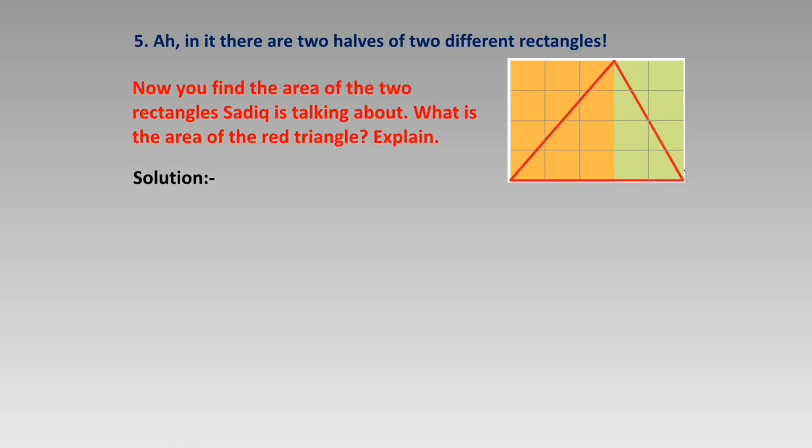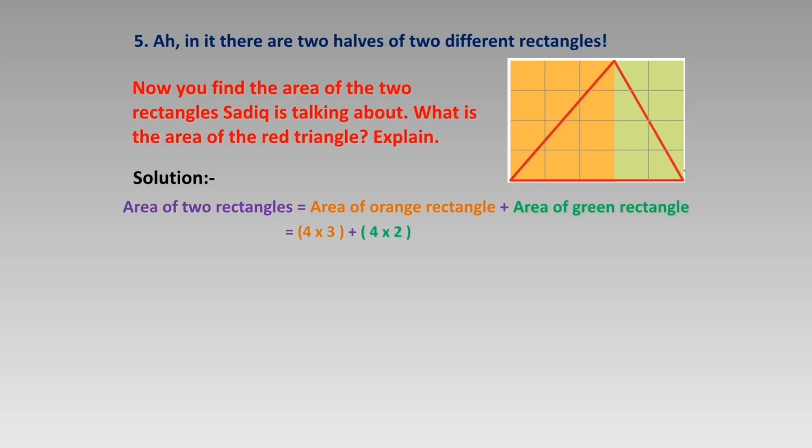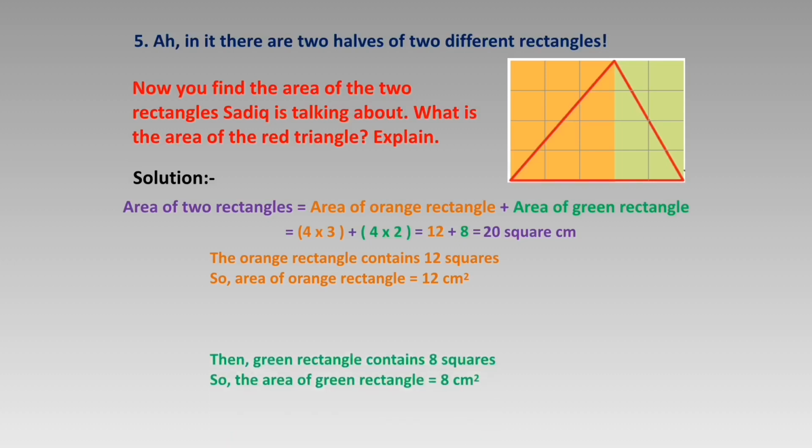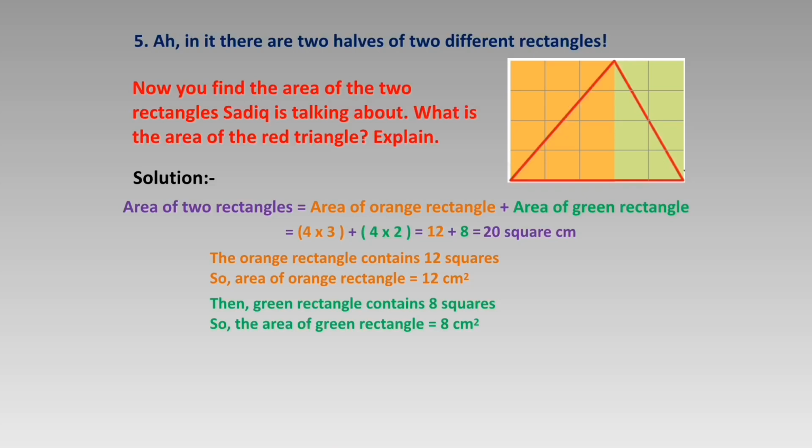Area of two rectangles is equal to area of orange rectangle plus area of green rectangle, that is 4 into 3 plus 4 into 2, that is 12 plus 8 is equal to 20 square centimeter. The orange rectangle contains 12 squares. So area of orange rectangle is equal to 12 square centimeter. Then green rectangle contains 8 squares. So the area of green rectangle is equal to 8 square centimeter.